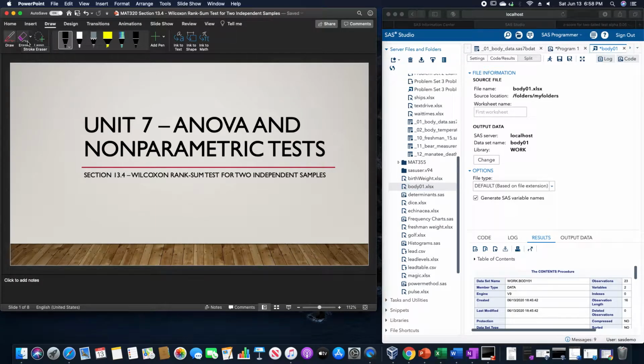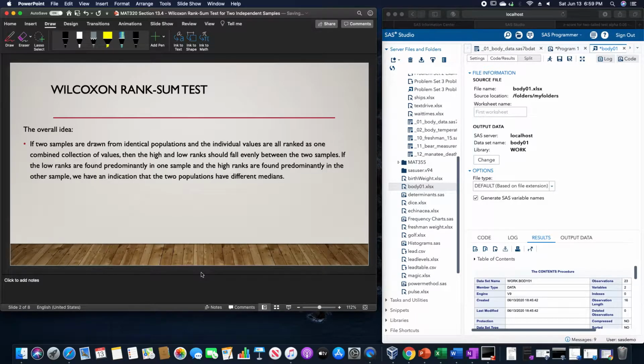16.4 is on the Wilcoxon Rank-Sum test for two independent samples. The overall idea of the Wilcoxon Rank-Sum test is that if two samples are drawn from identical populations and the individual values are all ranked as one combined collection of values, then the high and low ranks should fall evenly between the two samples. If the low ranks are found predominantly in one sample and the high ranks are found predominantly in the other sample, we have an indication that the two populations have different medians.